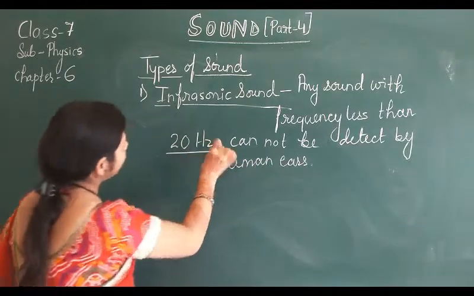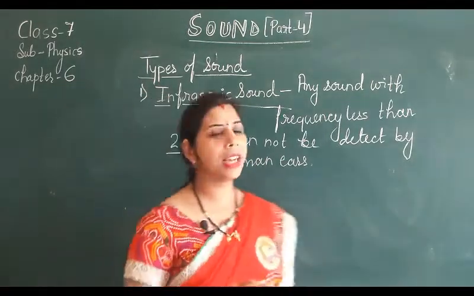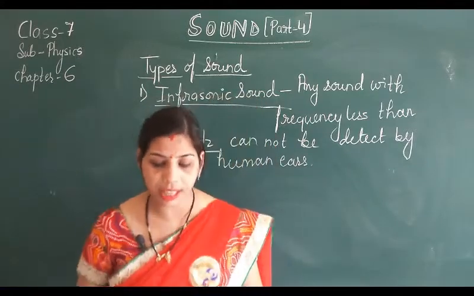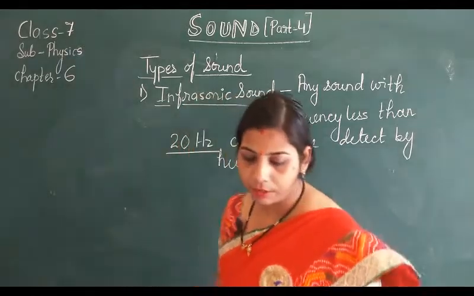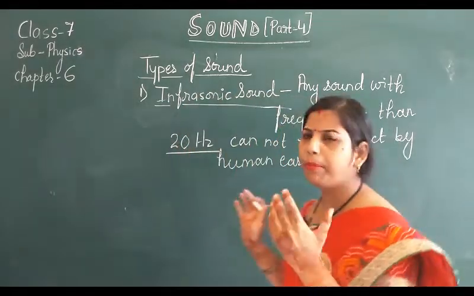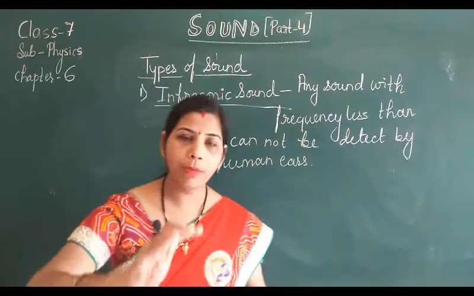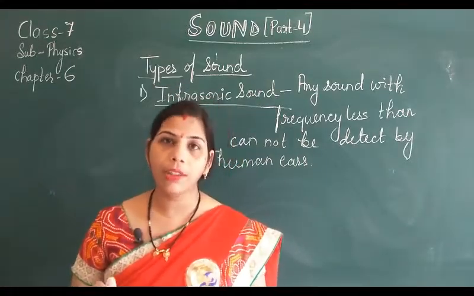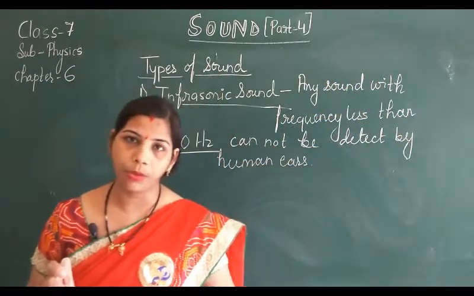That means any sounds whose frequency is less than 20 hertz, what do we call them? We call them infrasonic sounds. And these sounds are useful to communicate between animals, birds and elephants. The vibration produced by an earthquake is also a type of infrasonic sound.